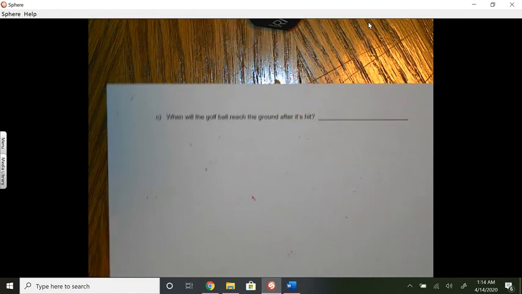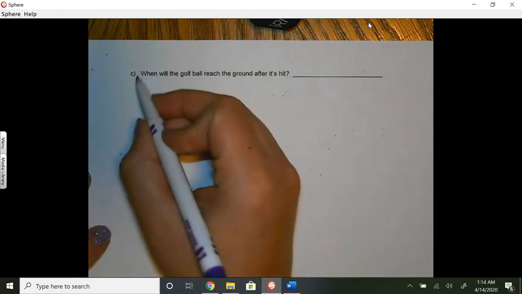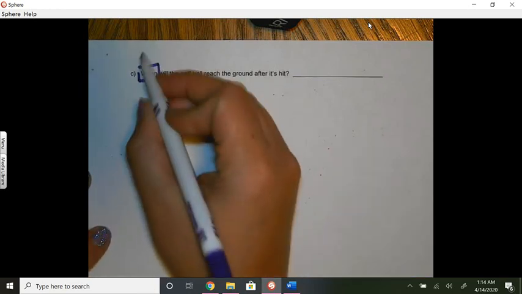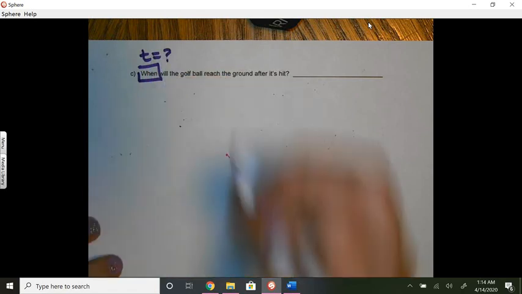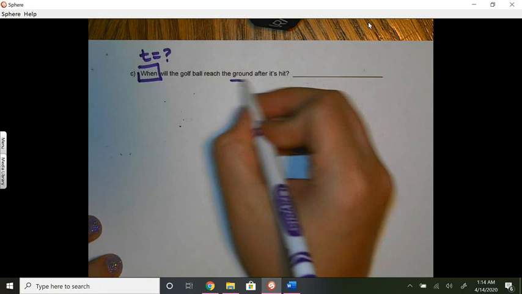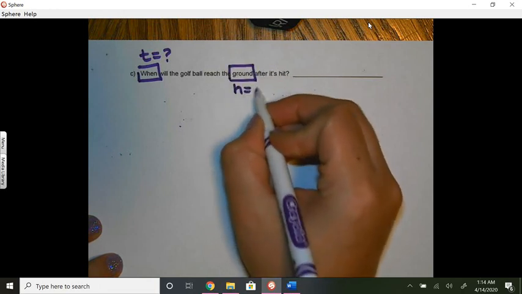Okay. Then we have part C. It says, when will the golf ball reach the ground after it's hit? So it says when. So when means find t. We don't know what t is. When will the golf ball reach the ground? Well, the ground is when the height is 0.